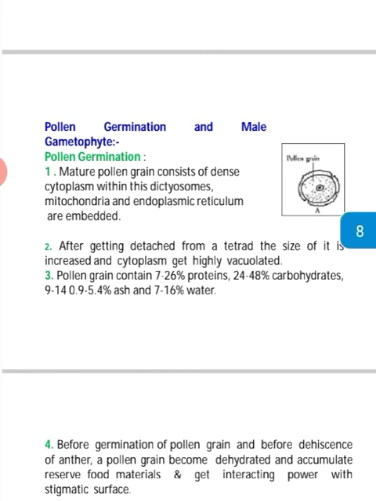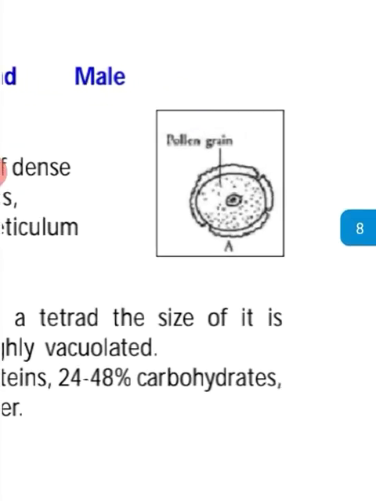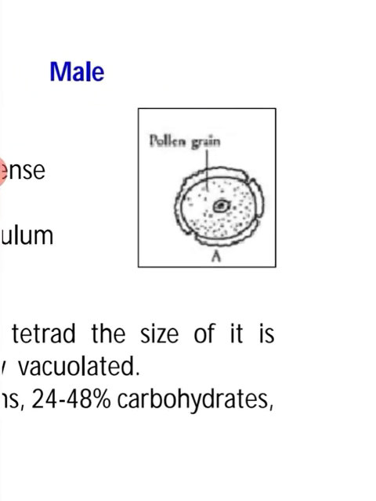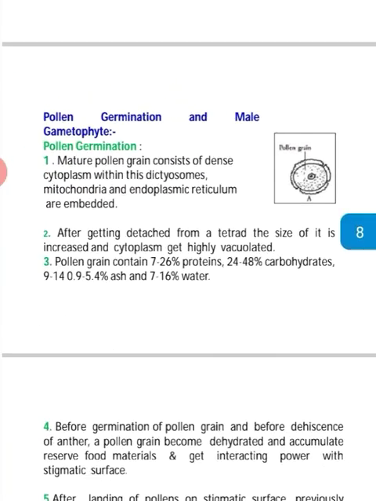Pollen grain contains 7 to 26% protein, 24 to 48% carbohydrate, 9 to 14% ash, and 7 to 16% water. So here this is the mature pollen grain: intine, exine, germpore, single nucleus and dense cytoplasm.